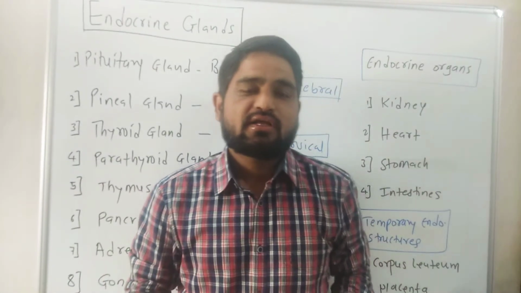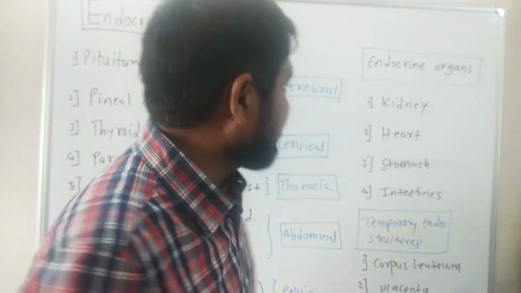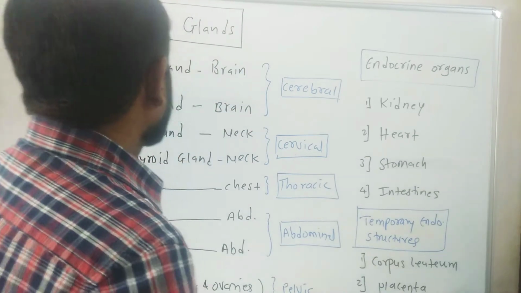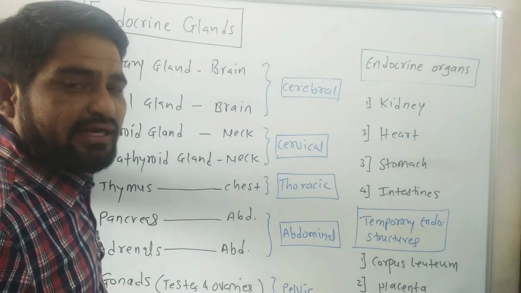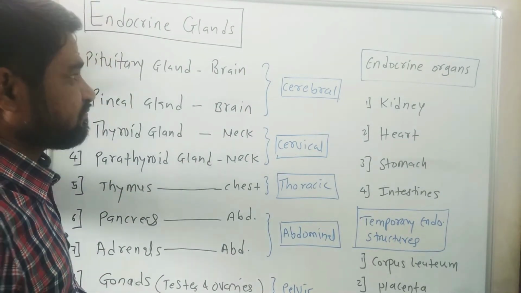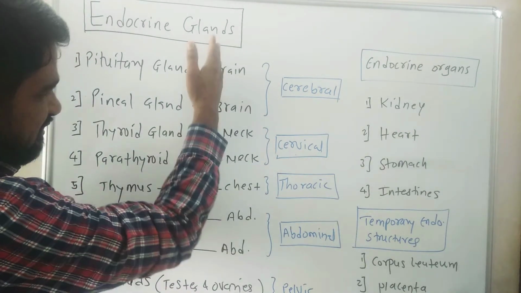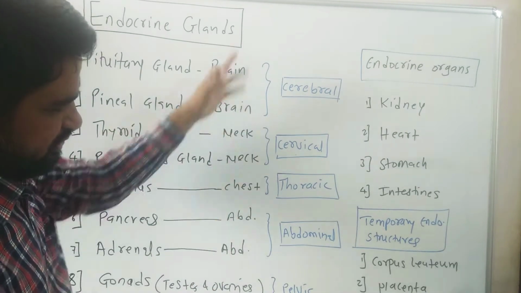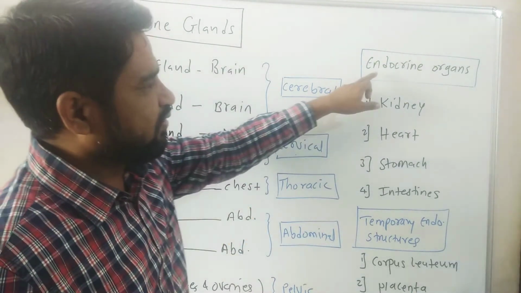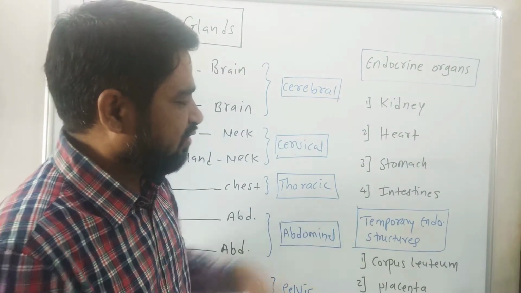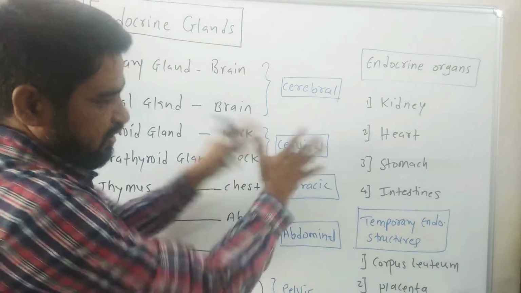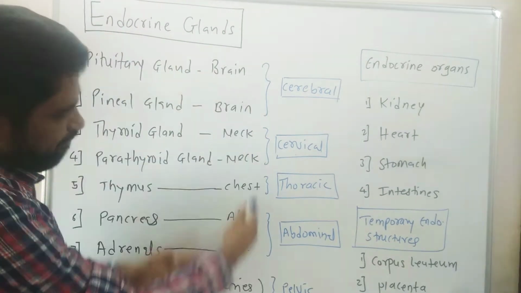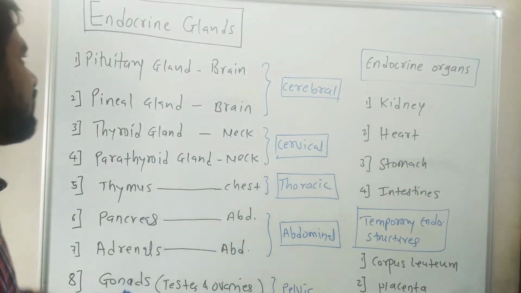Hello students. So let's continue with the chapter called chemical control and coordination. So what are the different endocrine glands of the body? I have mentioned all the endocrine glands of the body along with their positions, different endocrine organs and different endocrine structures of the body. So what are endocrine glands and their appropriate position in our body?